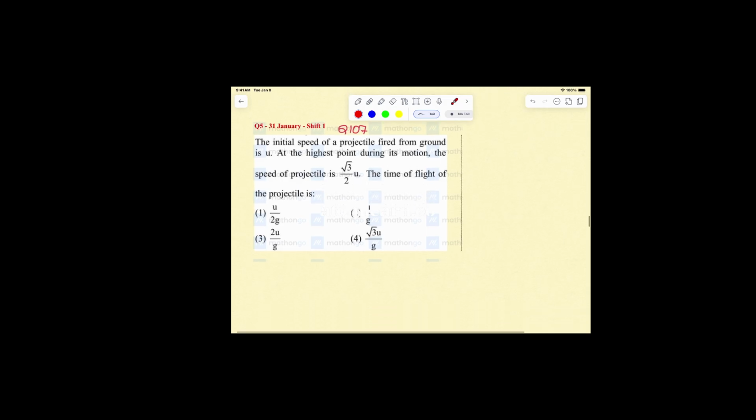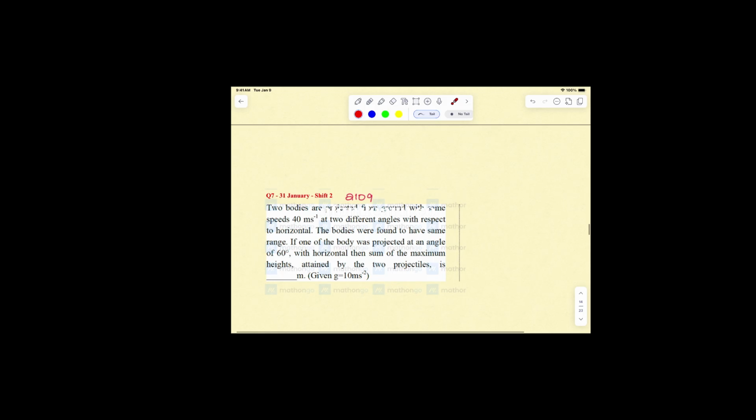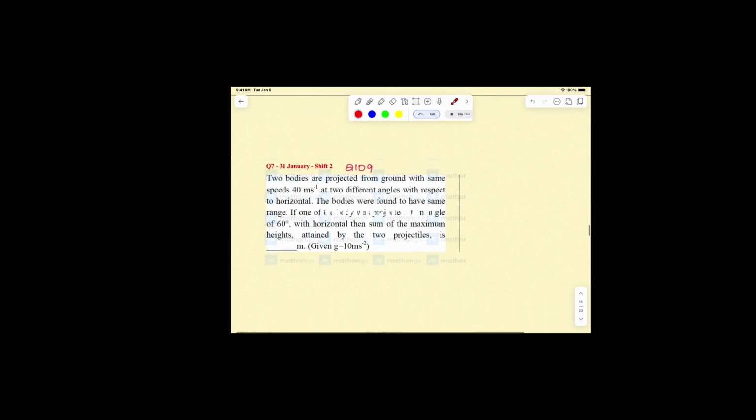Understood? Okay, next question. Now, two bodies are projected from the ground with the same speed of 40 meters per second at two different angles with respect to horizontal. The bodies were found to have the same range. That means one is theta, the other is 90 minus theta. One body is projected at an angle 60, the other body has to be projected at an angle 30. Then the sum of the maximum heights attained by them, now we come to this.